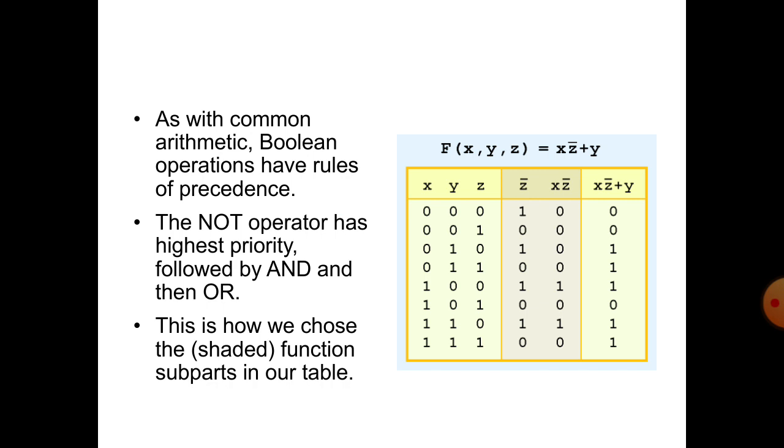As with common arithmetic, Boolean operations have rules of precedence. The NOT operator has highest priority, followed by AND and then OR. This is how we choose the function subparts in our table.